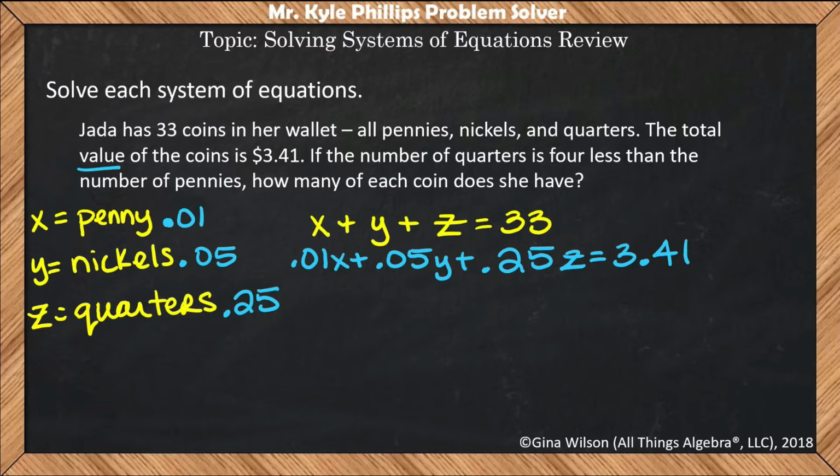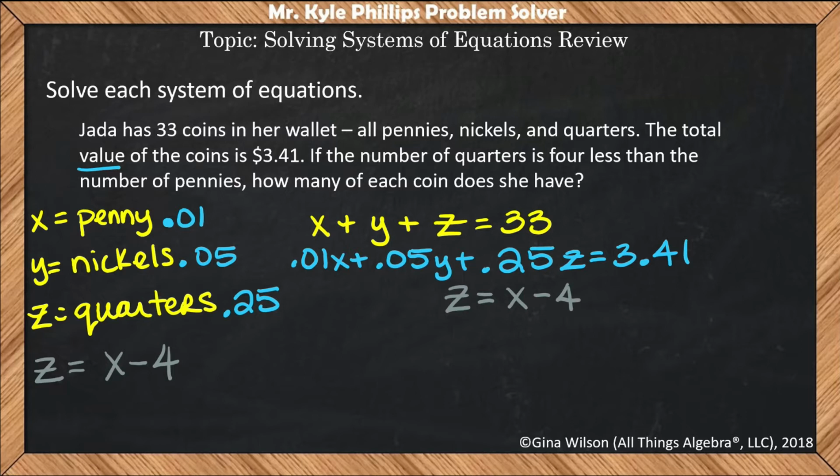Now, the last equation can kind of be hard to find because they give it to you in the last sentence. If the number of quarters is 4 less than the number of pennies, okay, that's the equation. So the number of quarters is Z, and Z is equal to 4 less than the number of pennies. So that's the number of pennies, X, some number, minus 4. So this is my very last equation. I have Z equals X minus 4 here.